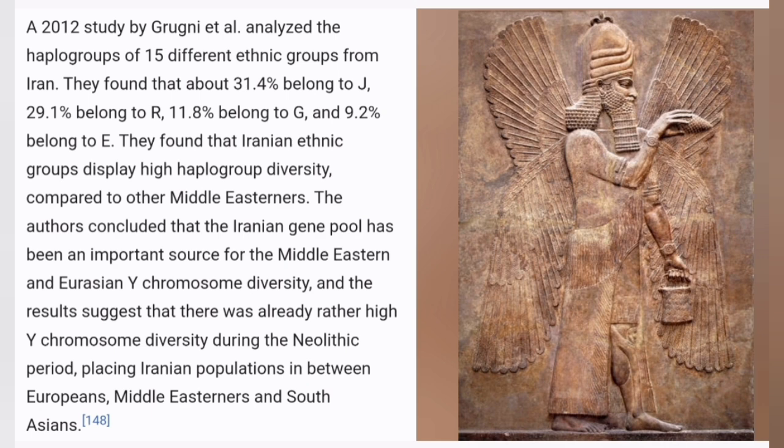So it says here, Y chromosome diversity, and the results suggest that there was already rather high Y chromosome diversity during the Neolithic period, placing Iranian populations in between Europeans, Middle Easterners, and South Asians. So obviously the Africans are left out here, but you can tell that there are still a whole bunch of groups that have been put inside.